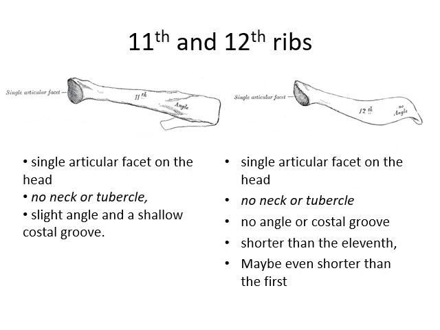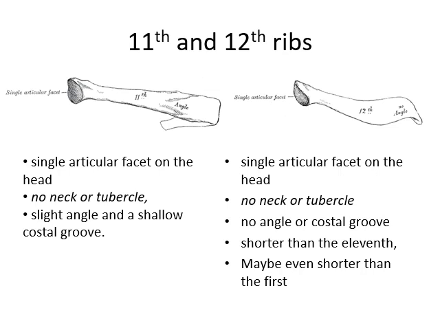Then when you consider the 11th and the 12th rib, the last two ribs, as I said, they are quite small. They both have single articular facets on their heads. The 11th one does not really have a neck or a tubercle, and there's a slight angle with a shallow costal groove. That is the 11th one.